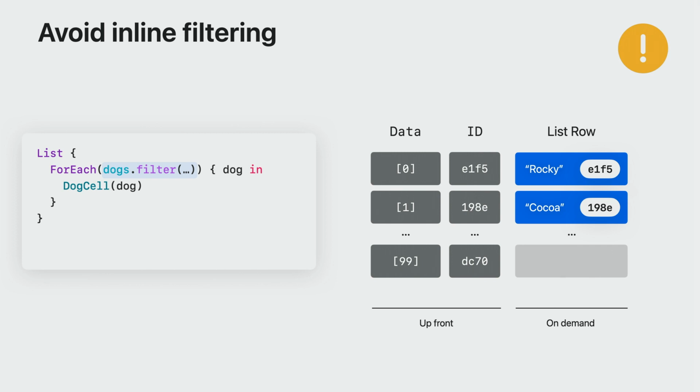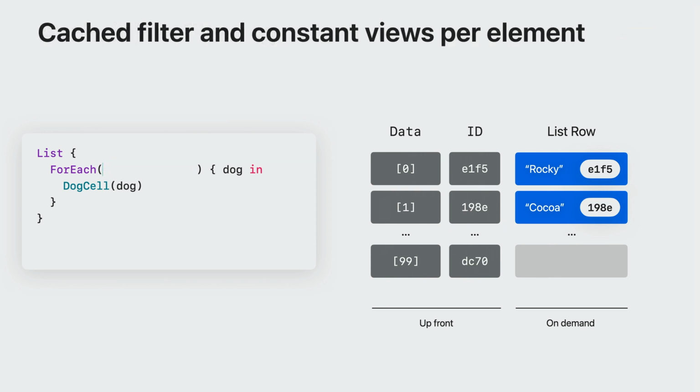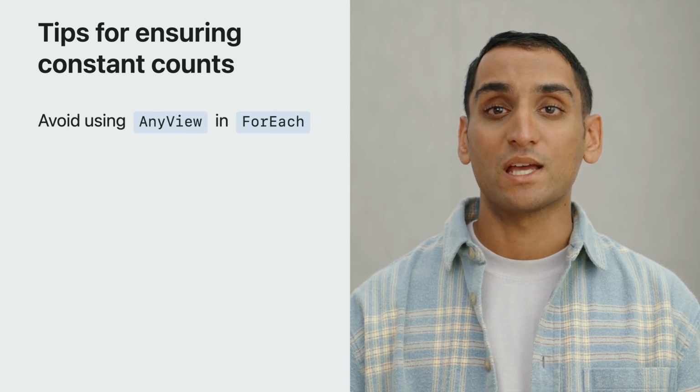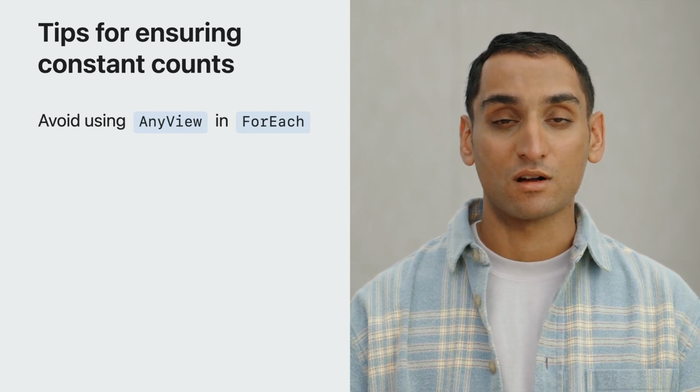It's better to move it out to the model. Now, we have the best of both worlds. The filter is cached, so it won't run every time this list is constructed, and the number of views per element is constant. Here are a few tips for how to ensure your view counts are constant.